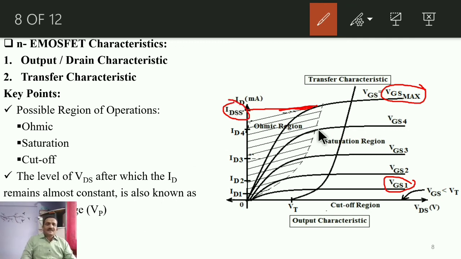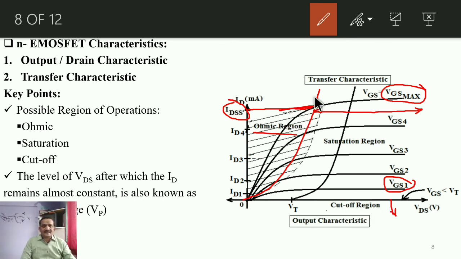Now you will observe, for any curve, as we discussed initially, there is an increasing current and later that current remains constant. So the region where there is a linear increase in ID by increasing VDS is known as the ohmic region. The region where the current remains constant is known as the saturation region, and the region where the current remains 0, that is ID equals 0, is known as the cutoff region.